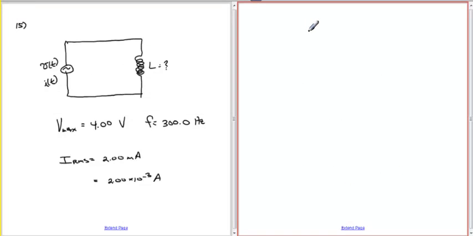So just like with a capacitor, we have this relationship between voltage and current. The maximum voltage is equal to the maximum current times the inductive reactance. Or you can do RMS. You just have to be consistent, so it doesn't affect the reactance. In this case, we have the voltage at maximum and the current at RMS.